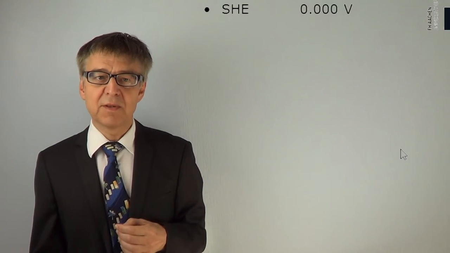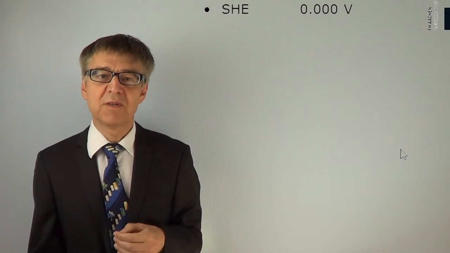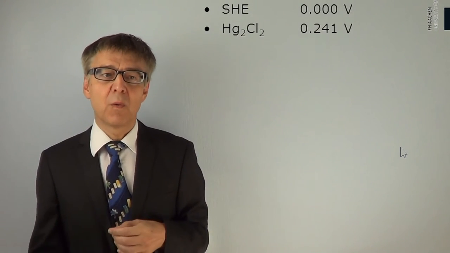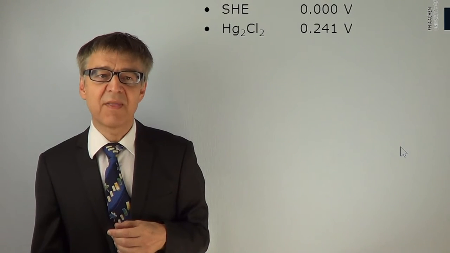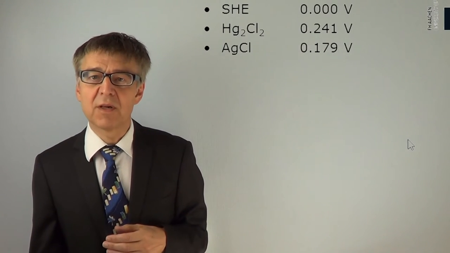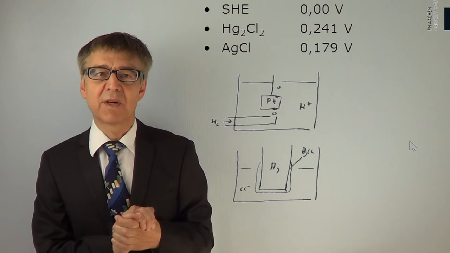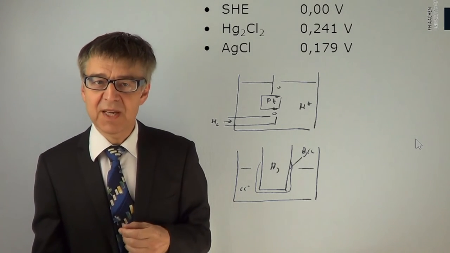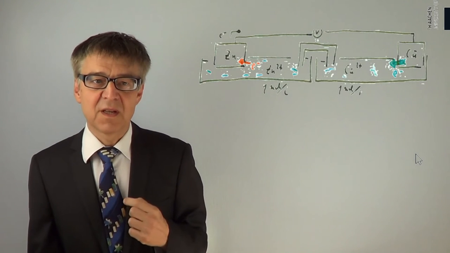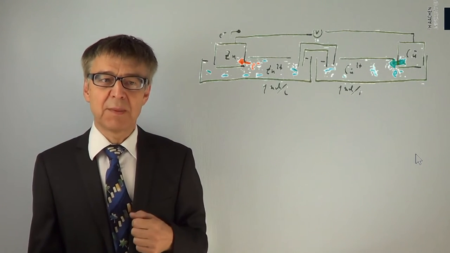Classical reference electrodes in chemistry are the standard hydrogen electrode, SHE, with 0.000 volts at pH 0, the calomel electrode with 0.241 volts, and the so-called saturated silver chloride electrode with 0.179 volts. Miniaturized silver chloride electrodes may be used in microscopic applications, like measuring potentials in biological cells. The redox potential of a single electrode is difficult to measure. In contrast, the difference in redox potential between two electrodes may be determined very easily.